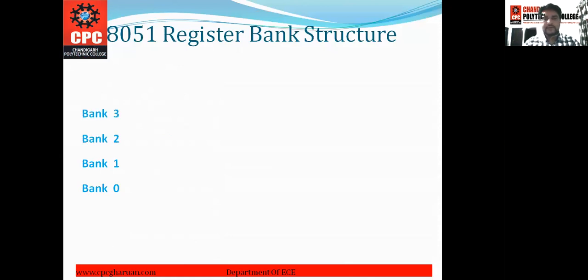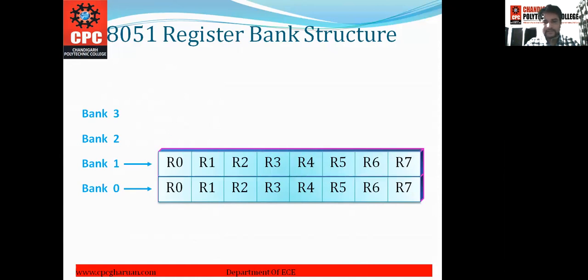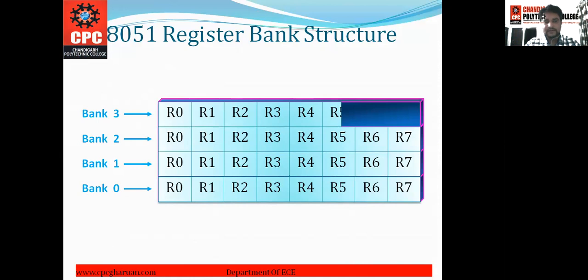Next is the 8051 register bank structure. As we already discussed, we have 4 register banks in 8051. First one is bank 0. It further contains 8 registers that range from R0 to R7. Next is bank 1 that also contains the 8 registers R0 to R7. Next is bank 2, bank 3. All these register banks include 8 different registers in them.